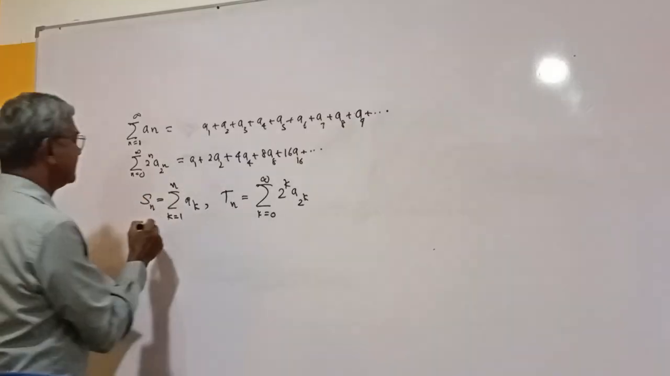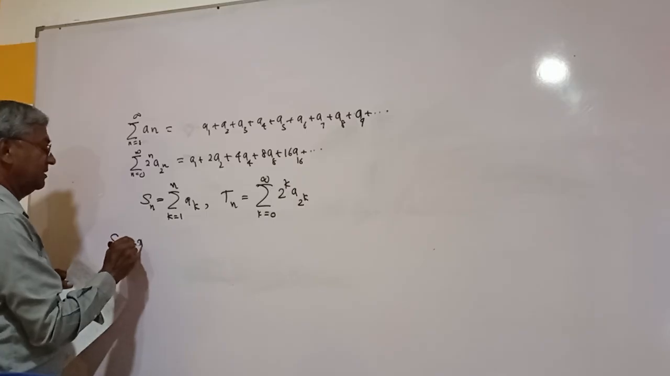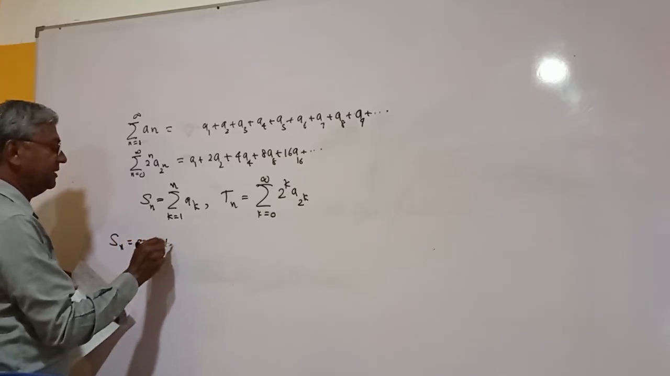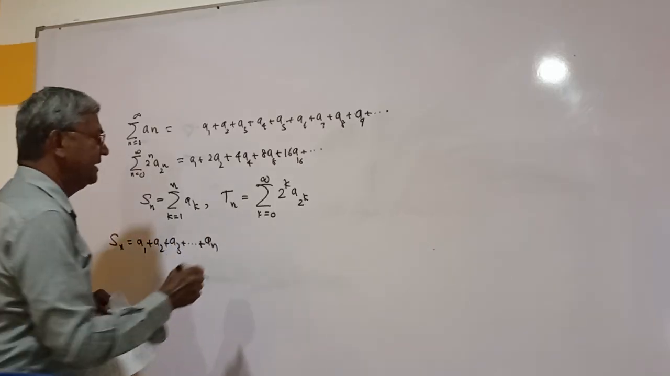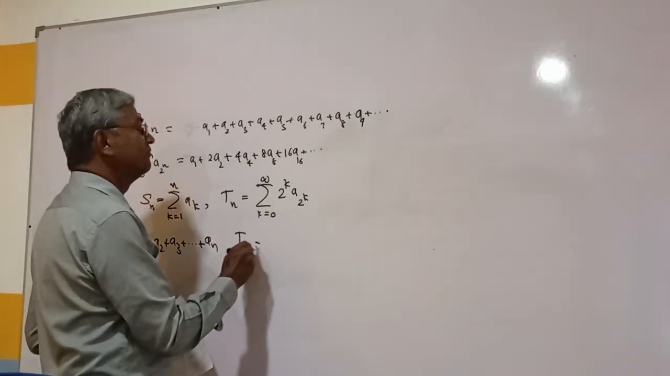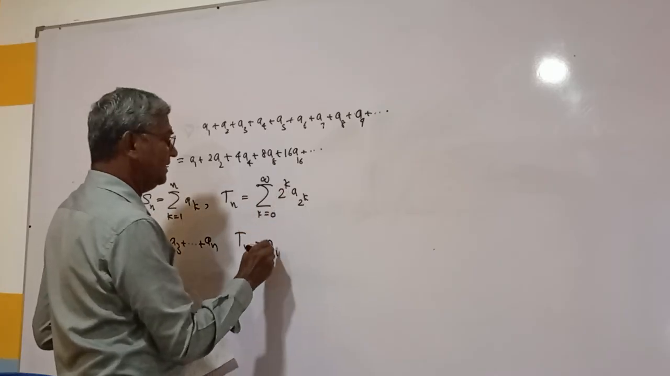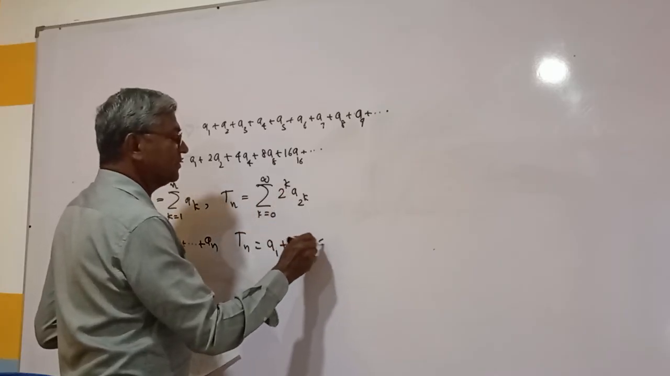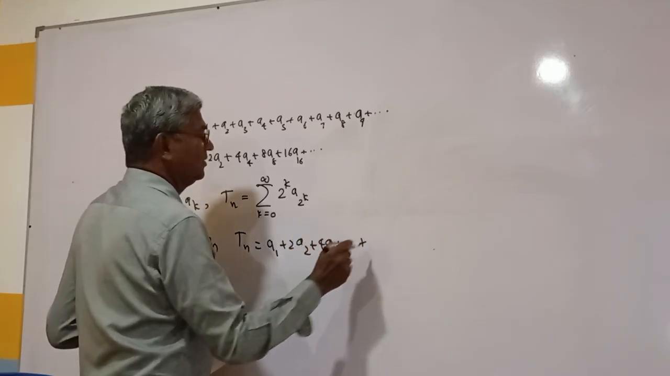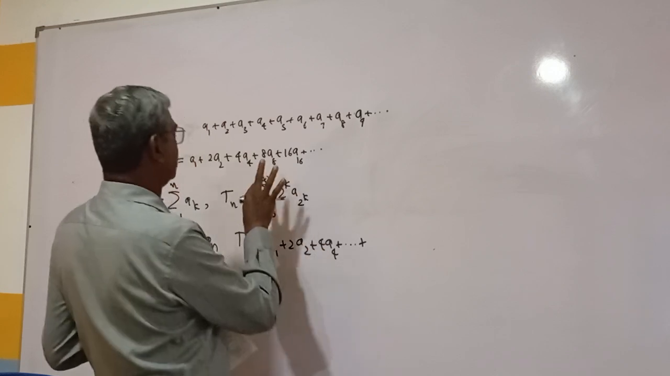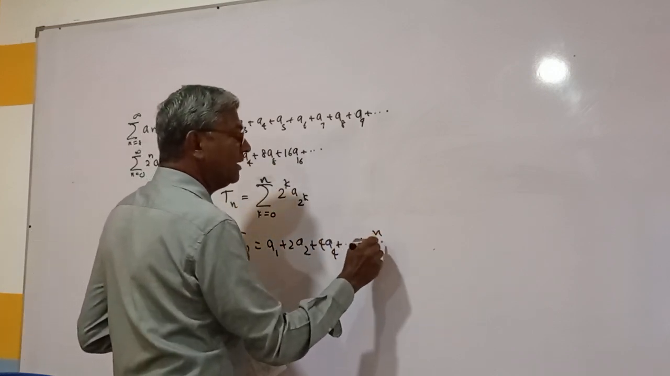So Sn is what? A1 plus A2 plus A3 plus, and so on, plus An. Tn is A1, and you put k equals 0, you get A1, then 2A2 plus 4A4, and so on, up to 2^n A_{2^n}.